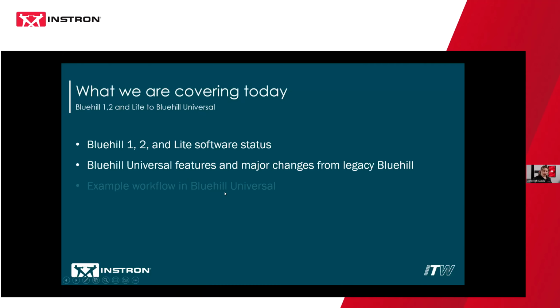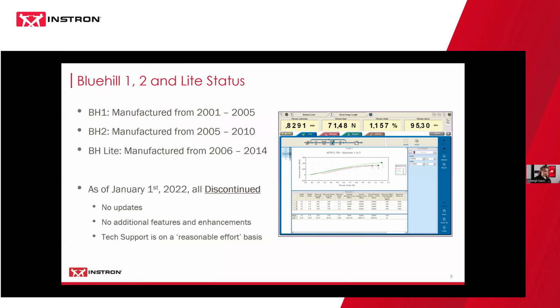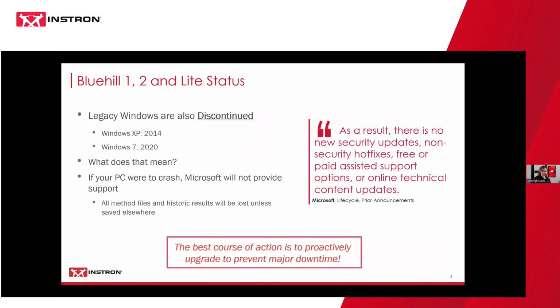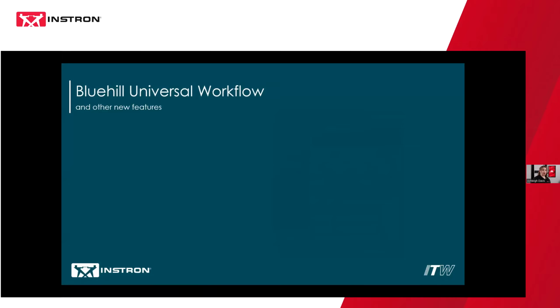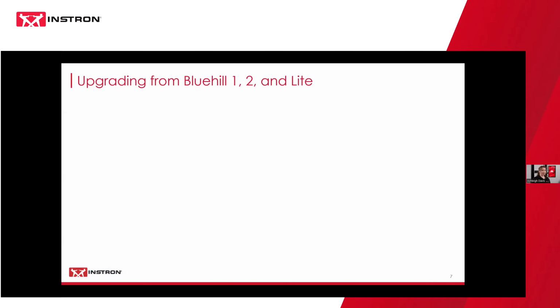Okay, so you should see the slideshow now. Light status, we've already talked about that. What's new? Hopefully we covered all that. All right, workflow. Now, what does it look like upgrading from these legacy platforms? Unfortunately, because these are older software versions, methods from these legacy platforms are not going to transfer one-to-one to Bluehill Universal.